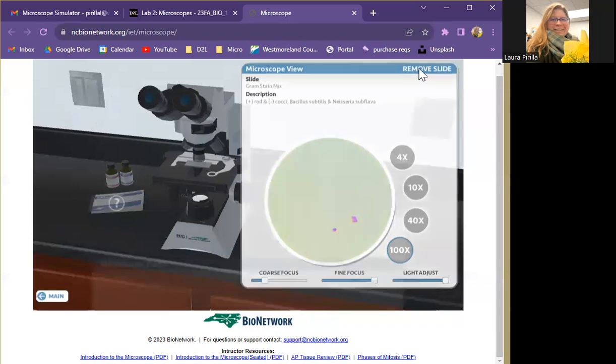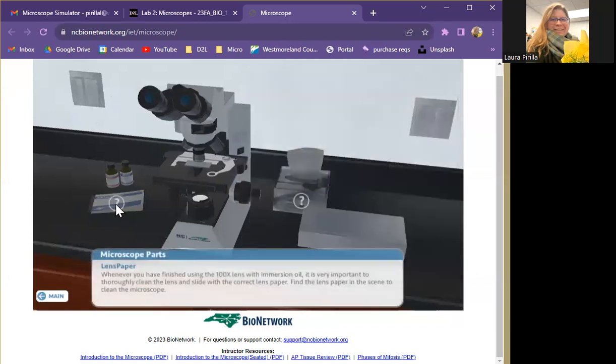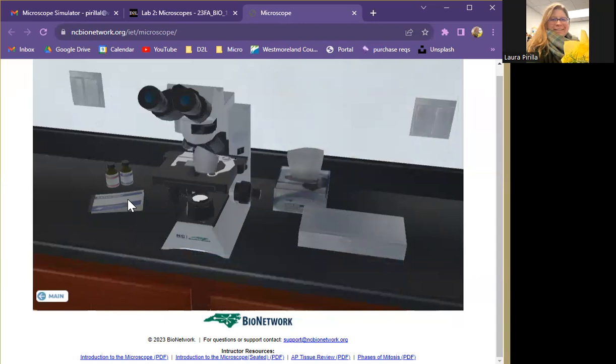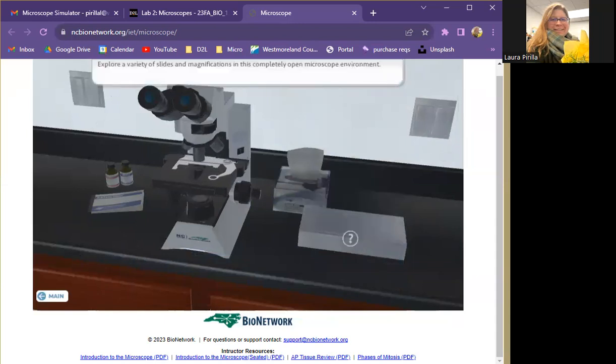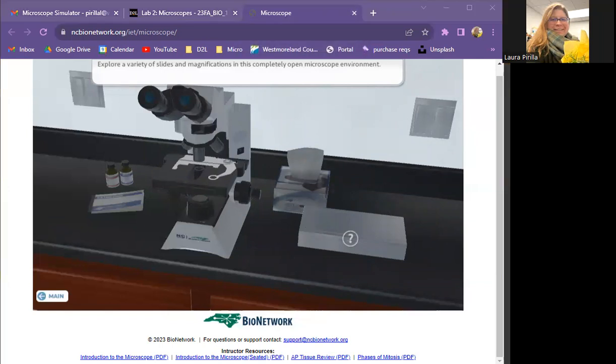All right, so we're going to remove our slide. We're going to clean with the lens paper. Even though in our lab we do use the chem wipes, or we call them Kim wipes because they're Kimberly-Clark brand. That's it for the microscope simulation. Hope this helps you. You should have everything you need to take the quiz now.